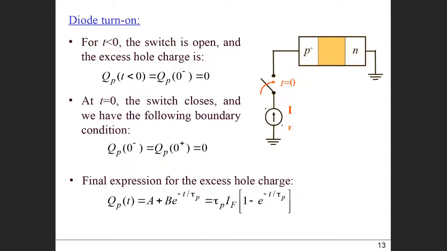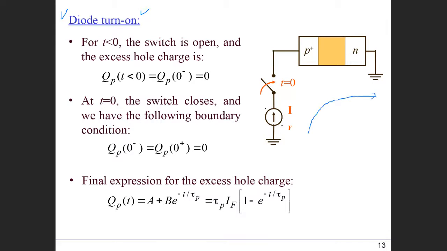So as a first example, let's look at the continuity equation for this switching characteristic. We're going to first look at the diode turn-on characteristic. A simple descriptive figure here shows the turn-on characteristic of the PN junction diode.